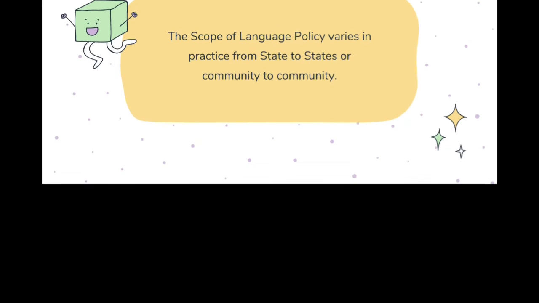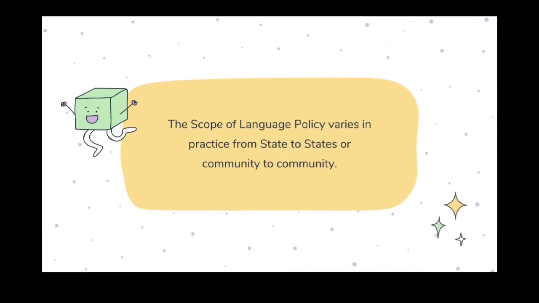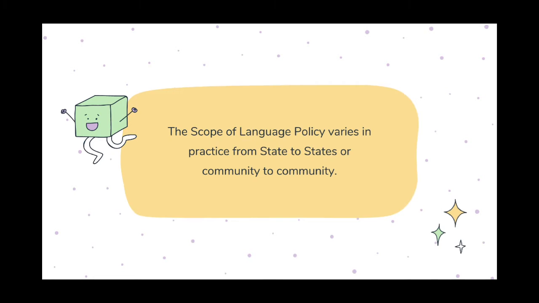The scope of language policies varies in practice from state to state or community to community. That's why we are being possessed by how we practice language. Why? Because this may be explained by the fact that language policy is often based on contingent historical reasons. When we say historical contingents, it is how people in the past made history and how historical events and trends result from a variety of factors coming together. So if they meet and come together, it may be the language policy or the scope of these language policies.